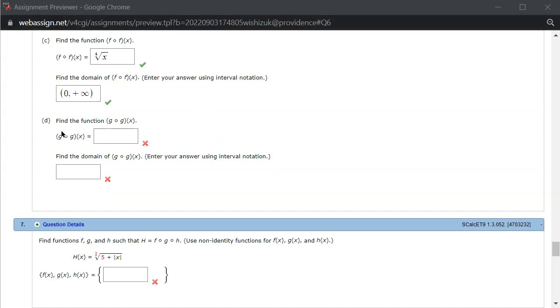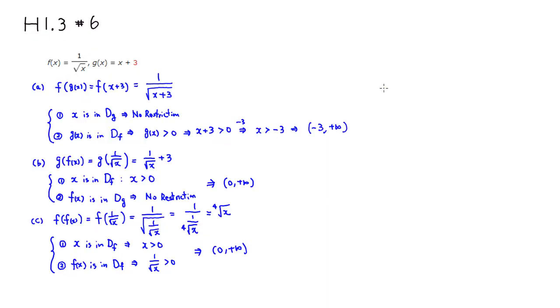All right, so let's look at part D. We're going to have to do g of g of x. The last one is actually quite probably simple. So for part D, we have to do g of g of x, which is equal to g of x plus 3. And then every time you see x, you put the x plus 3, and then you have a plus 3. So you have x plus 6.